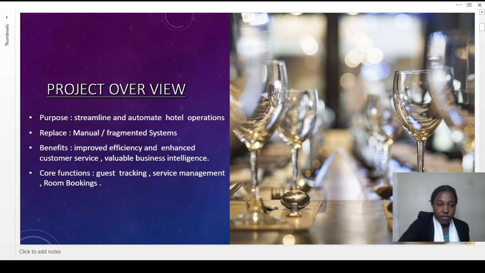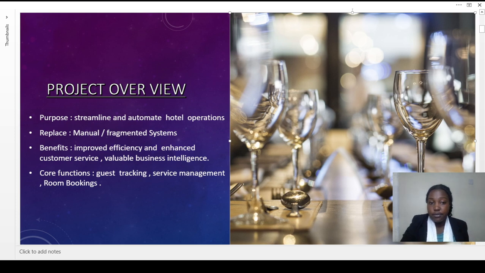One of its purposes is to streamline and automate hotel operations. Mainly what it is replacing is the file-based system of recording information. The benefits are improving efficiency and enhancing customer service. Its core functions are guest tracking, service management, room bookings. So that's what it's doing.